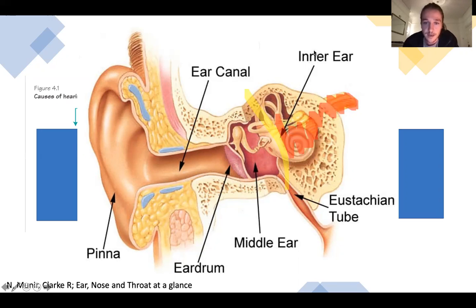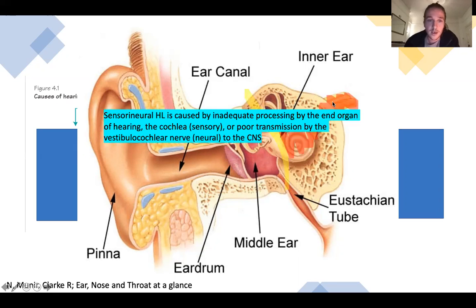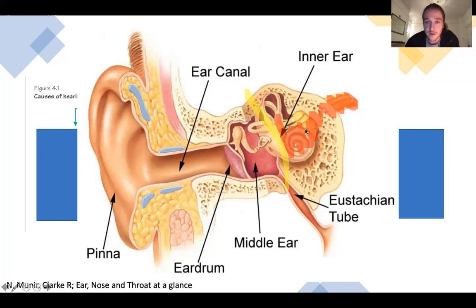Everything on the right side of this yellow line, any disease process that happens here, will cause a sensory neural hearing loss. And sensory neural hearing loss is caused by inadequate processing by the end organ of hearing, so either the cochlea, this snail-like thing, or poor transmission by the nerve. This is actually more than one nerve. There's the cochlear nerve here and the superior and inferior vestibular nerves.